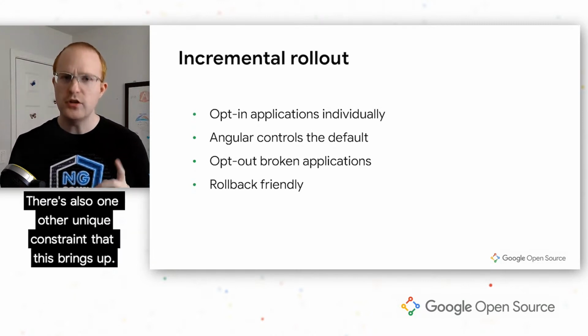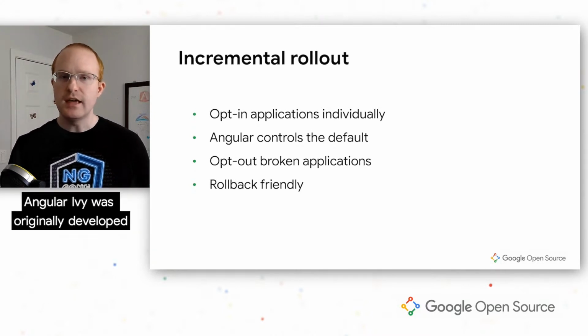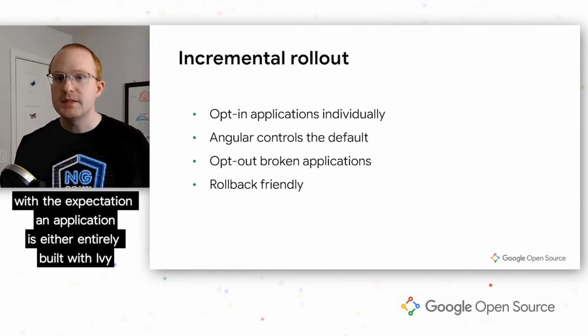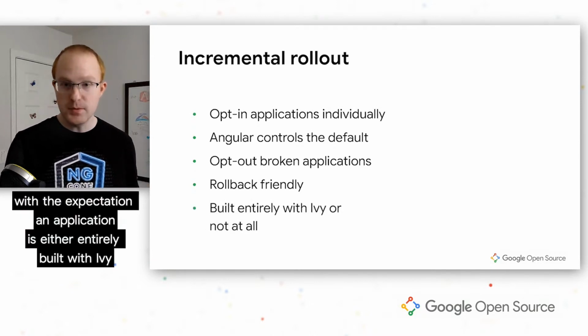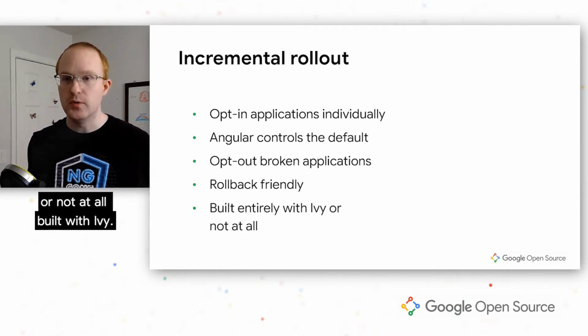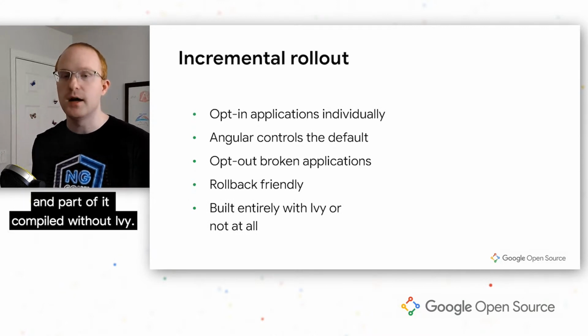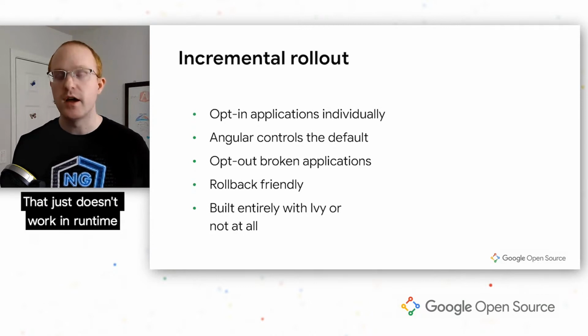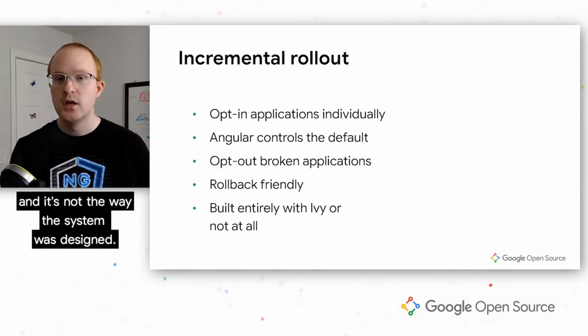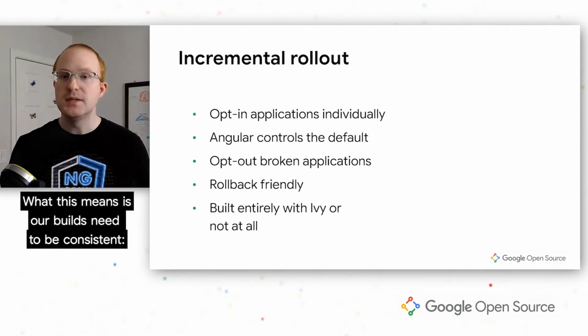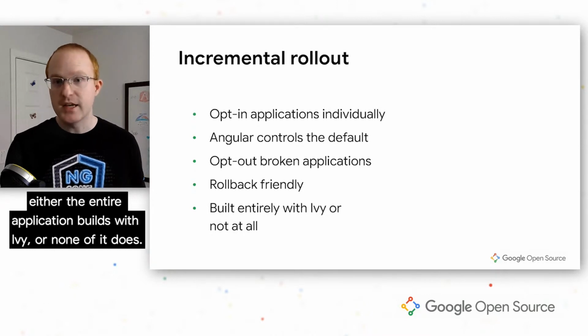There's also one other unique constraint that this brings up. Angular Ivy was originally developed with the expectation that an application is either entirely built with Ivy or not at all built with Ivy. You can't mix part of the application compiled with Ivy and part of it compiled without Ivy. That just doesn't work at runtime, and it's not the way the system was designed. What this means is that our builds need to be consistent. Either the entire application builds with Ivy or none of it does.